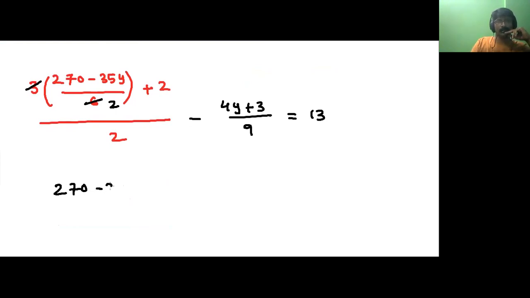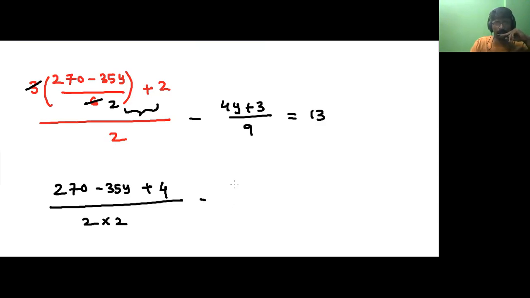270 minus 35y plus 2 twos are 4. I hope till here everything is clear. By now the whole denominator is 2 and the whole thing is upon 2, so that I can write 2 into 2. You understood? The whole denominator over here, what the LCM I have taken, its denominator is 2 and this main denominator is also 2. We can multiply in the denominator. I hope you understood this process.